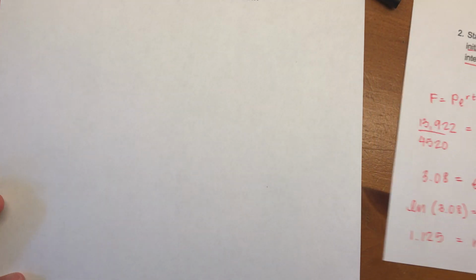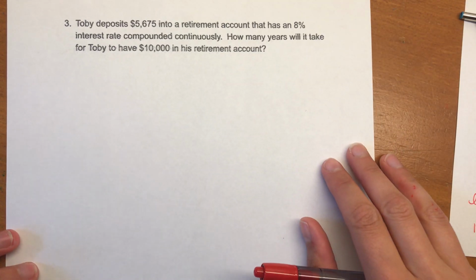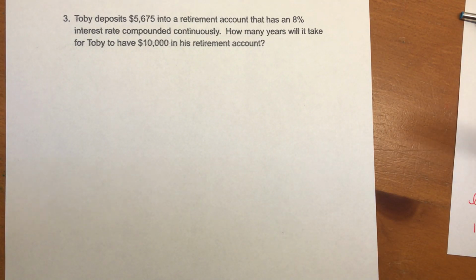Okay? All right, our last example, number 3. Toby deposits $5,675 into a retirement account that has an 8% interest rate compounded continuously. How many years will it take for Toby to have $10,000 in his retirement account?